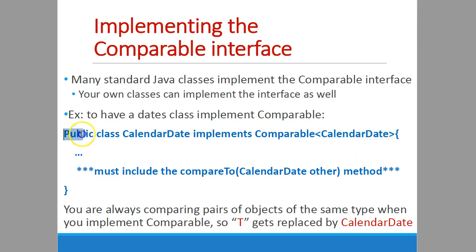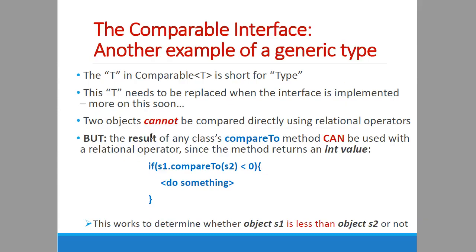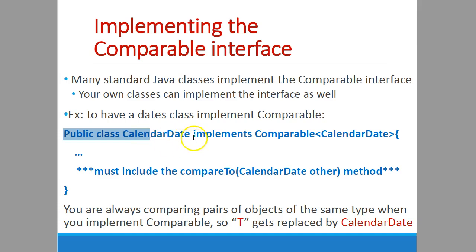You put this in the header of your class. So if you wrote a public class CalendarDate, you're going to declare your class, then add this new part: implements Comparable CalendarDate. Then you actually have to declare the compareTo method and implement it. Otherwise, you're going to get an error.